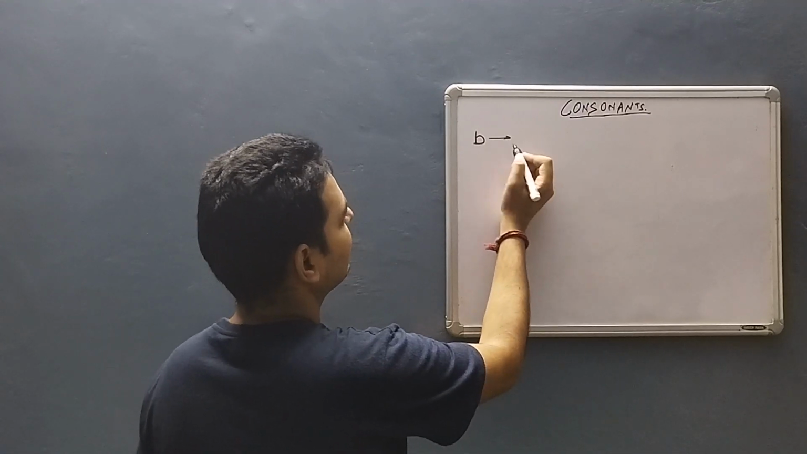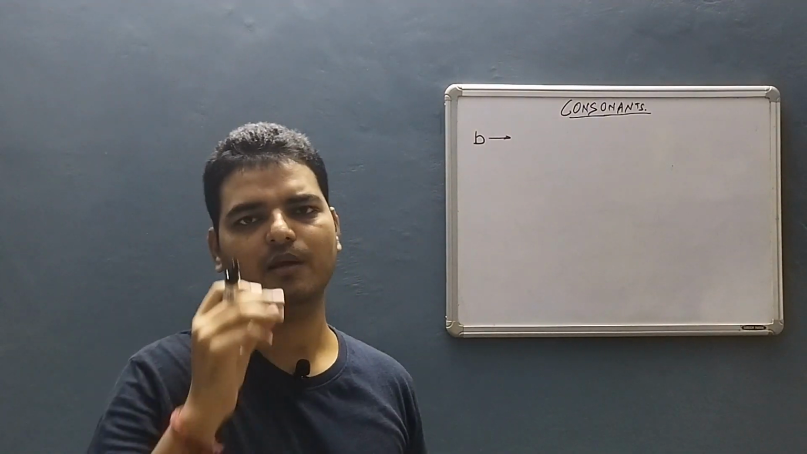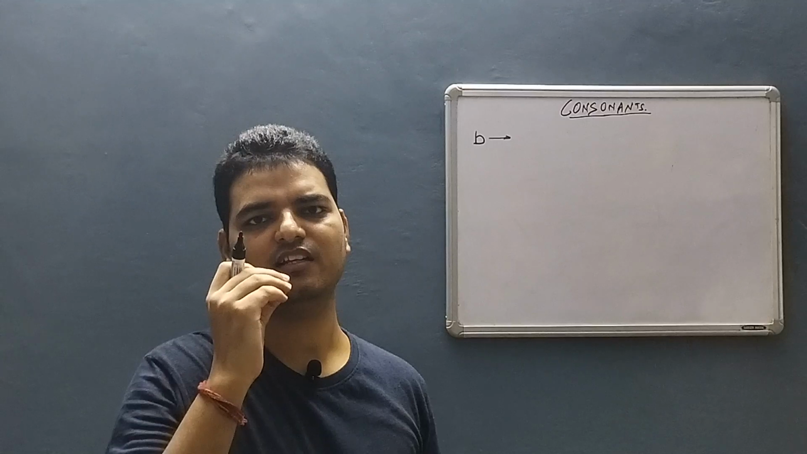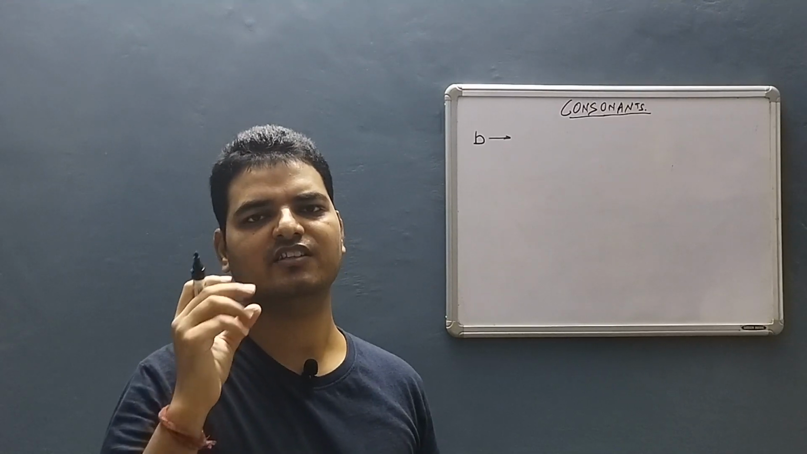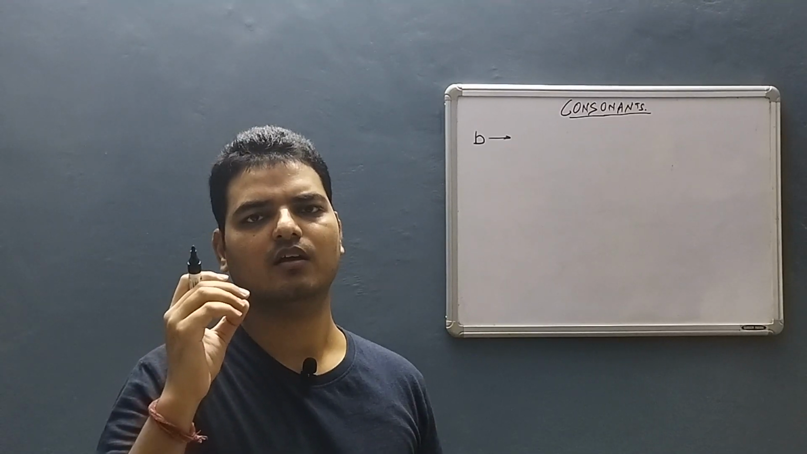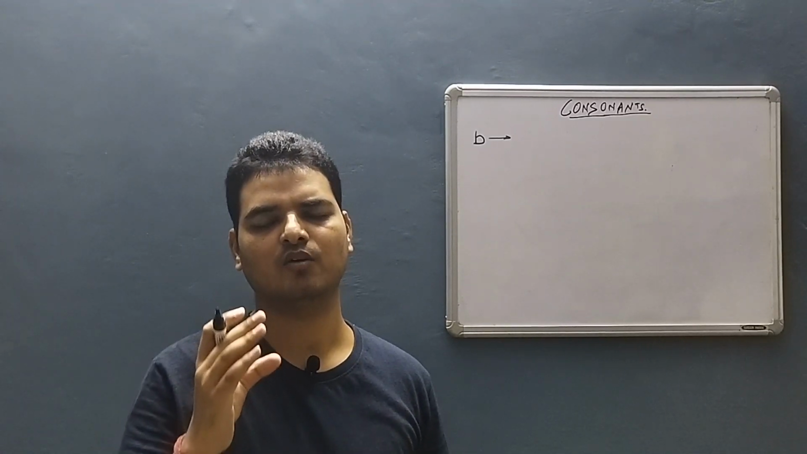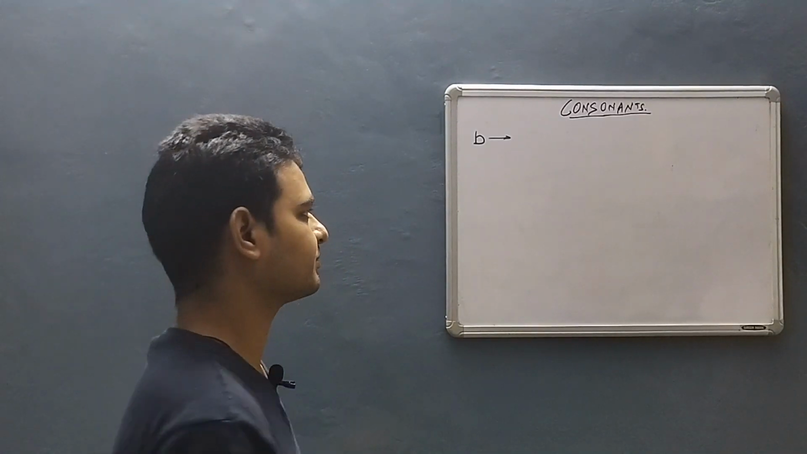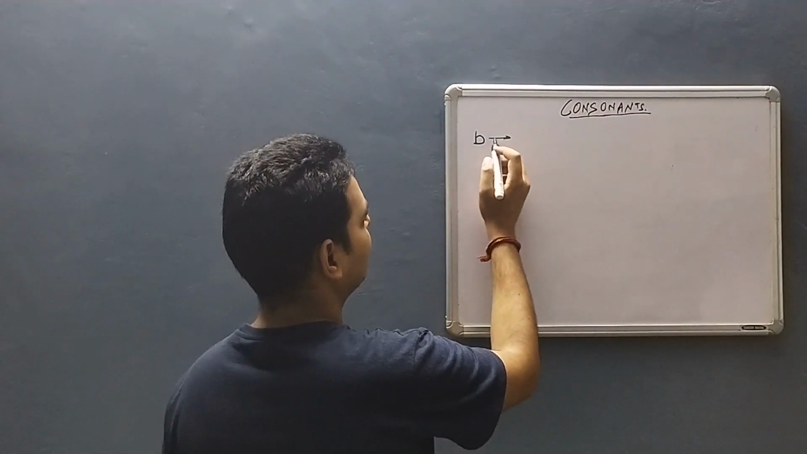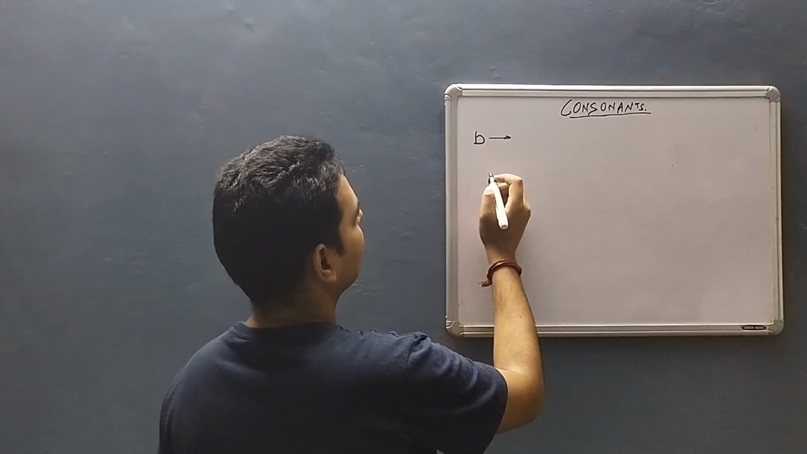For B, you just need to bring the lips together, touch them together, and release quickly. B, in this way. B sound. This is the consonant sound. B sound. This is the consonant. Okay.